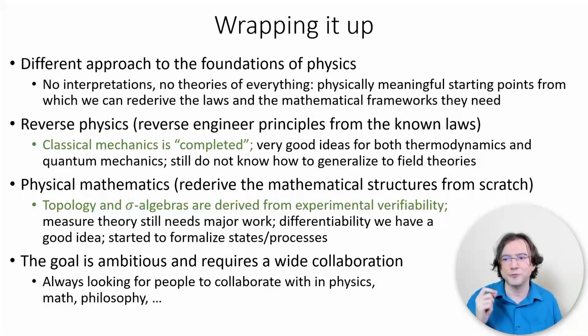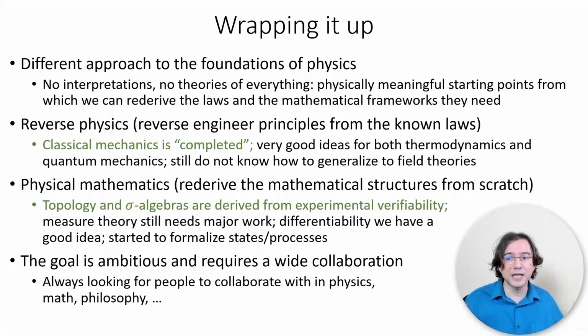And then we have another approach that is bottom-up, which we call physical mathematics, and really the goal is to derive the mathematical structure from scratch, layering out axioms and definitions one by one with appropriate physical justification. And there, topology and simple algebra are derived from experimental verifiability. That part is basically done. It maybe could be improved, but it's basically done.